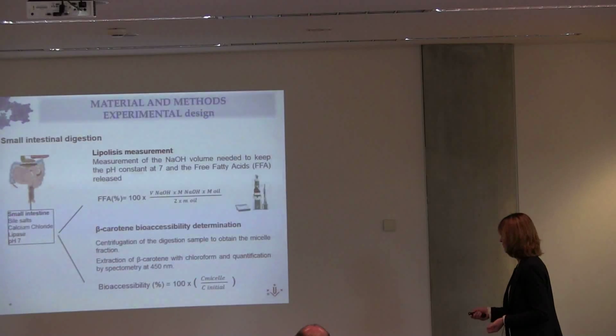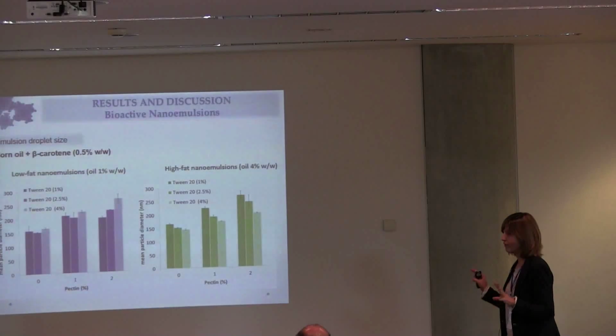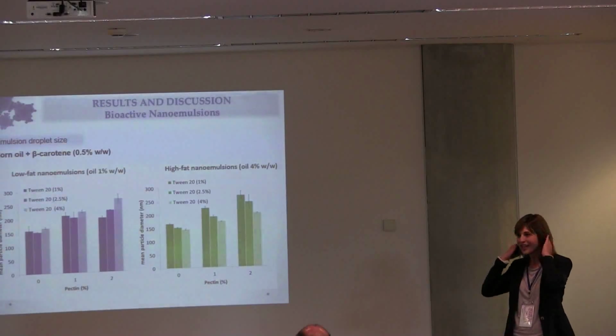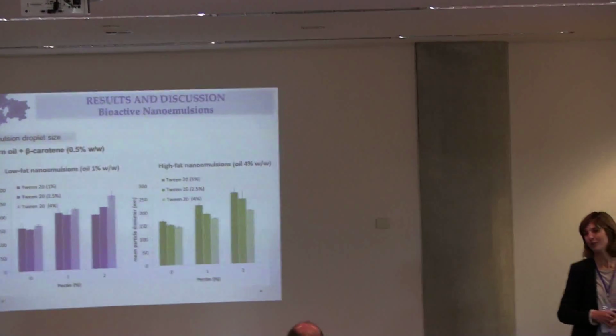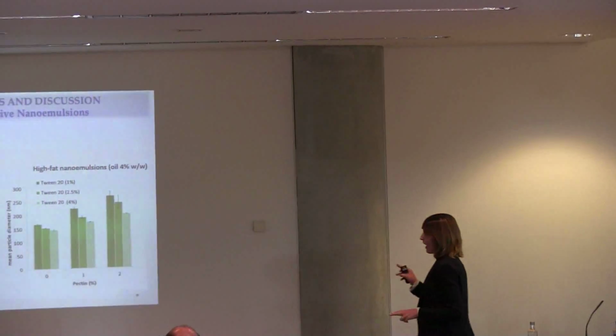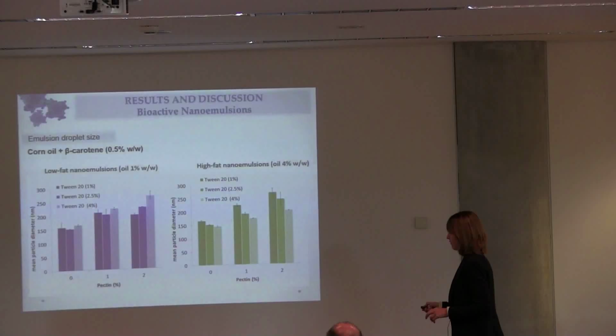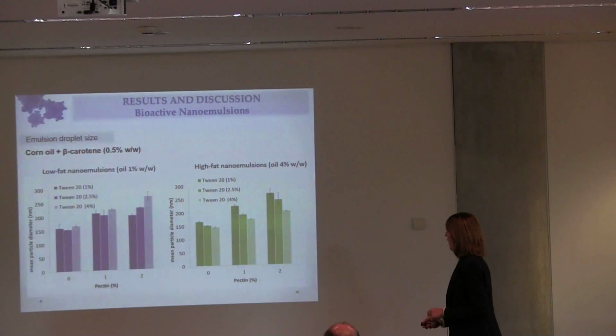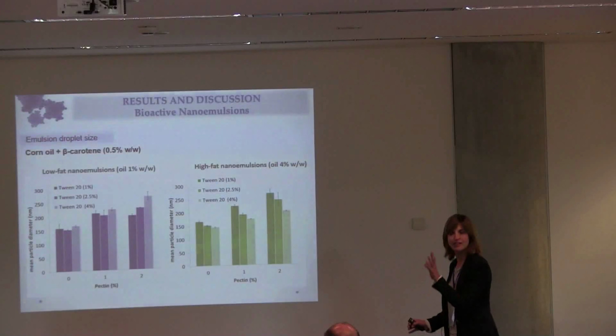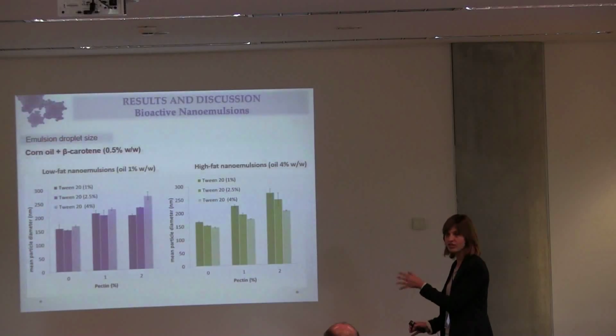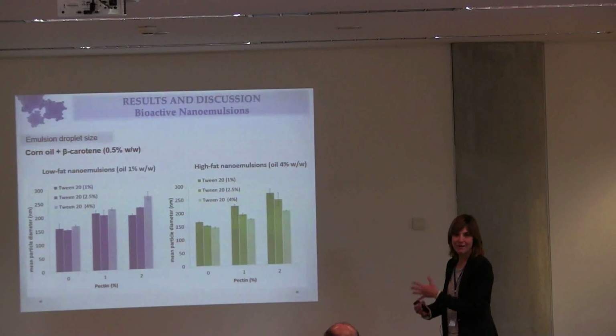digestion sample. Sorry. Here you have some of the results, because I don't have enough time to show you everything. Here you have the results for the emulsion droplet size. You see, in all graphs, there are 2 systems: the low-fat nanoemulsion systems and the high-fat nanoemulsion systems. Here what we saw is that the higher the pectin concentration in the nanoemulsions, the greater the particle size.